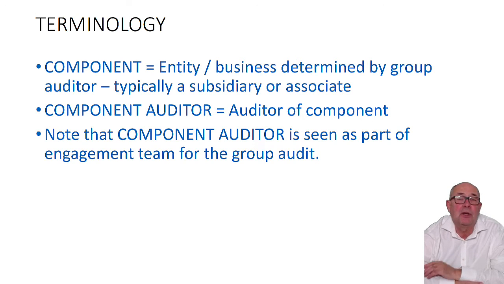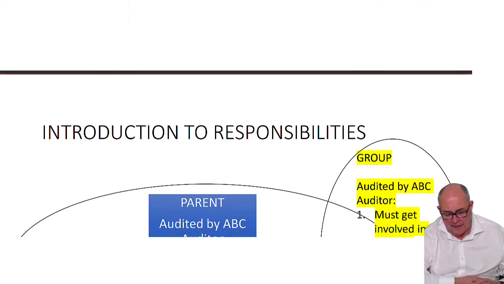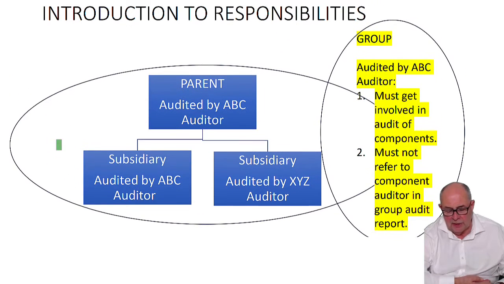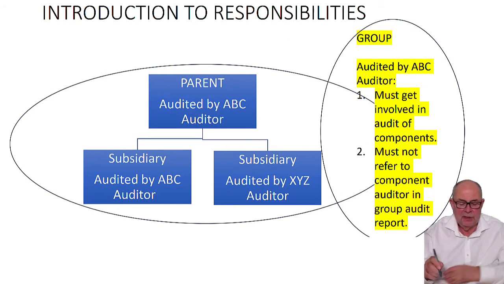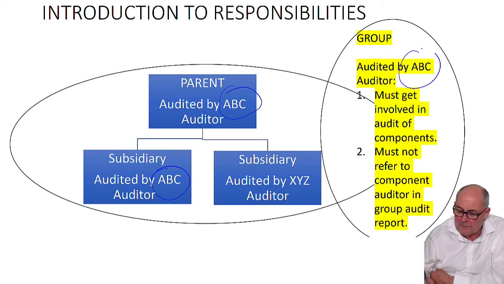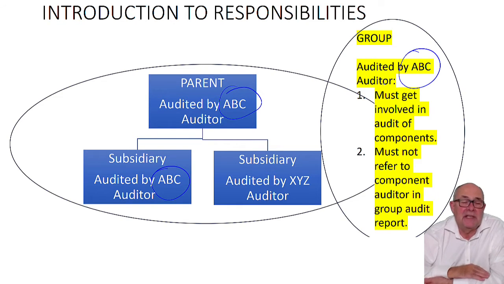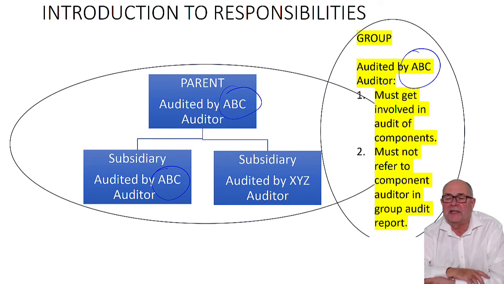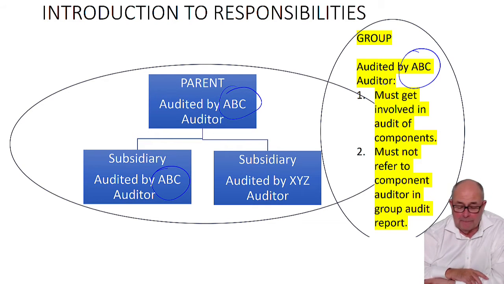Let's have a look at a typical group structure. There we are. If you look at the names here, you can see the one that seems to appear most is the ABC auditor. So the ABC auditor does the parent, one of the components, and also the group accounts. But a different firm actually audits another subsidiary, and I've called them the XYZ auditor.